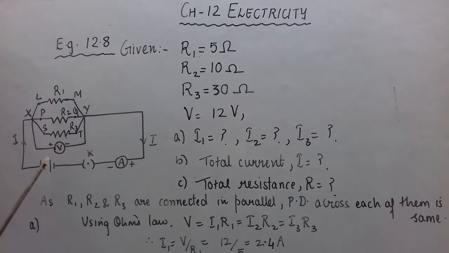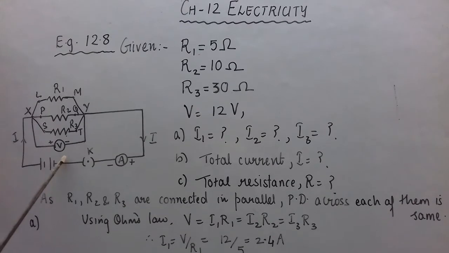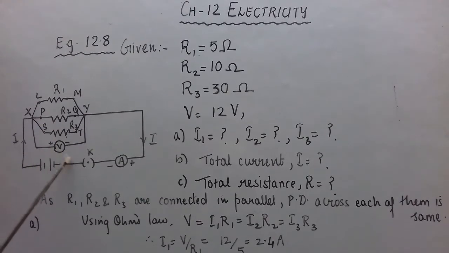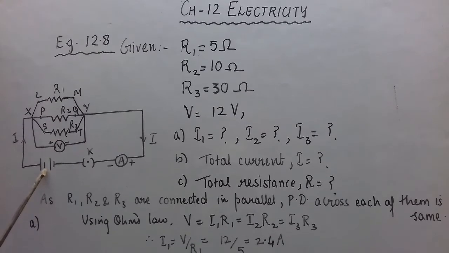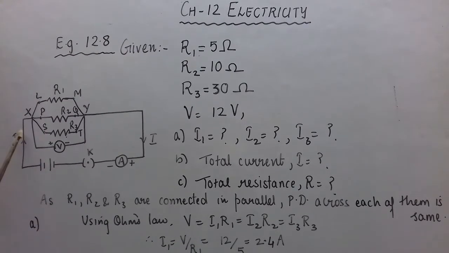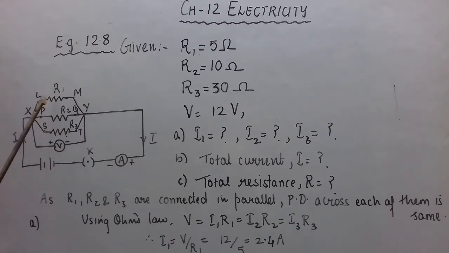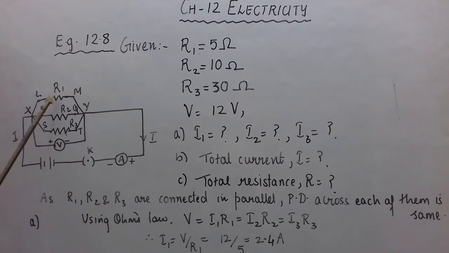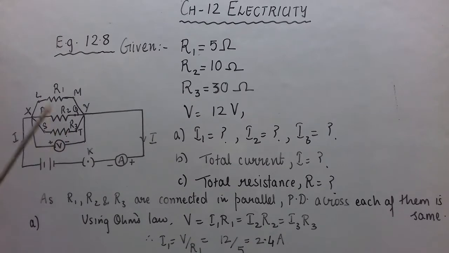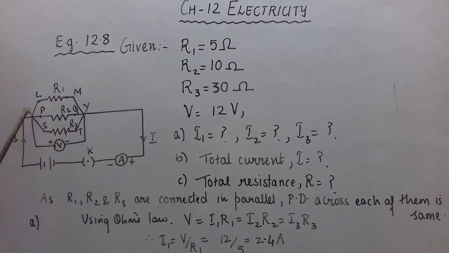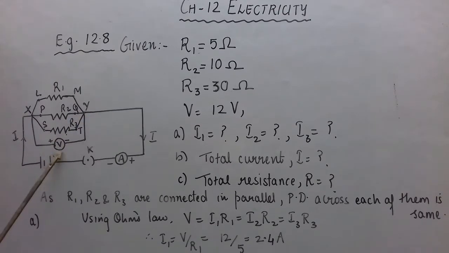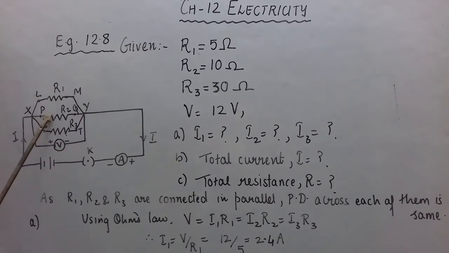Now this is the circuit diagram which is given in the question. When we look at the circuit diagram, let us first analyze it. This is a battery and this I is a current flowing through this combination of resistors. The three resistors having resistances R1, R2, R3 are connected in parallel as they are connected between the same two points. The voltmeter is connected in parallel across them.